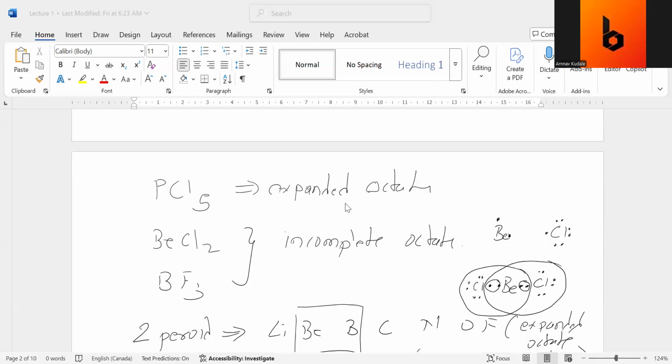And what is an incomplete octet? There are not eight electrons. So there are fewer than eight electrons, right? But still they are stable.